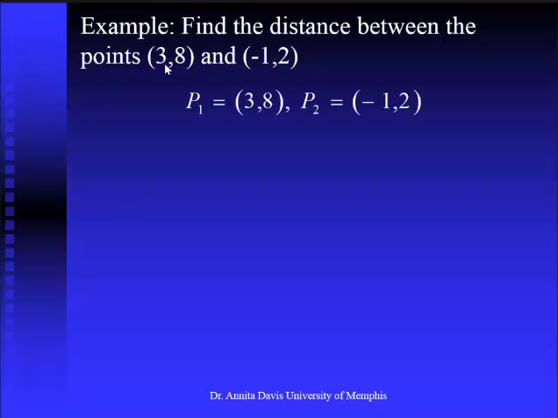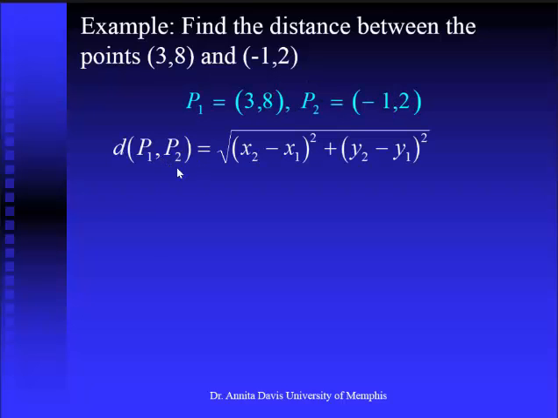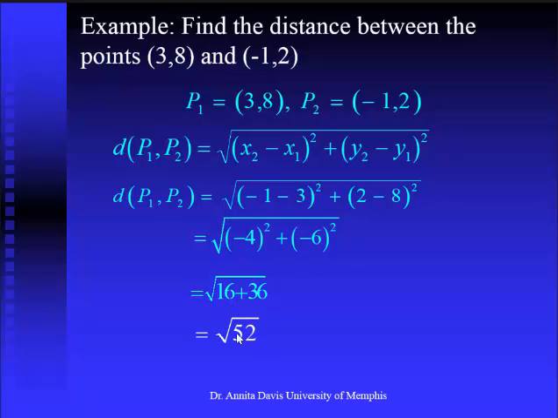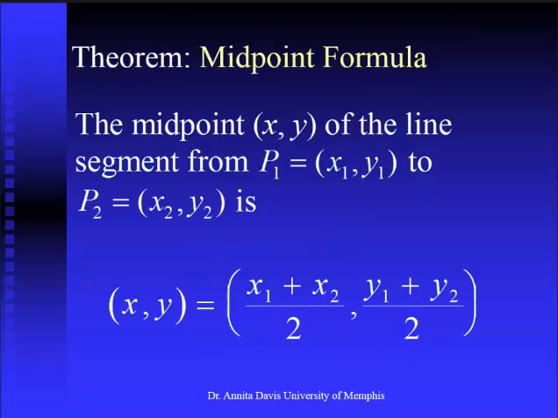If we allow (3, 8) to be point 1 and (-1, 2) to be point 2, then the distance between point 1 and point 2 is the square root of (-1 minus 3) plus (2 minus 8). -1 minus 3 is -4, quantity squared. 2 minus 8 is -6, quantity squared. 16 plus 36, square root of 52. Well, 52 is the same as 4 times 13. 4 is a perfect square.